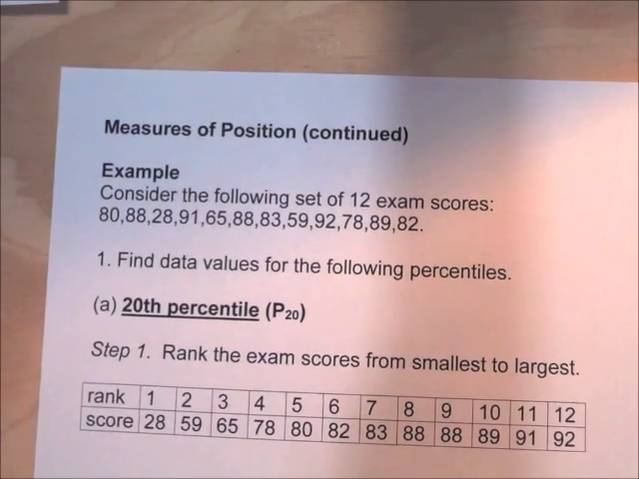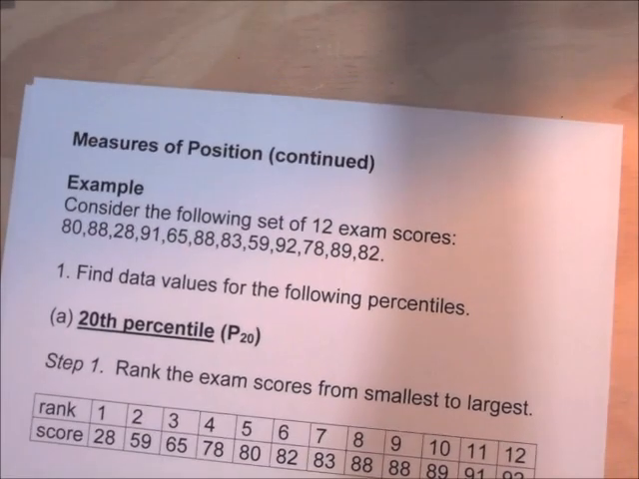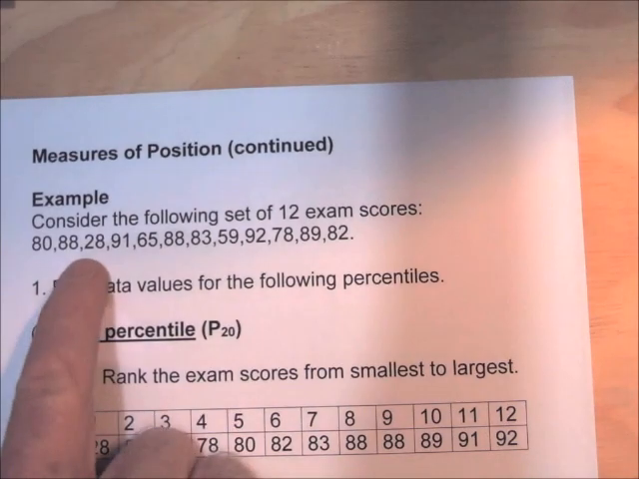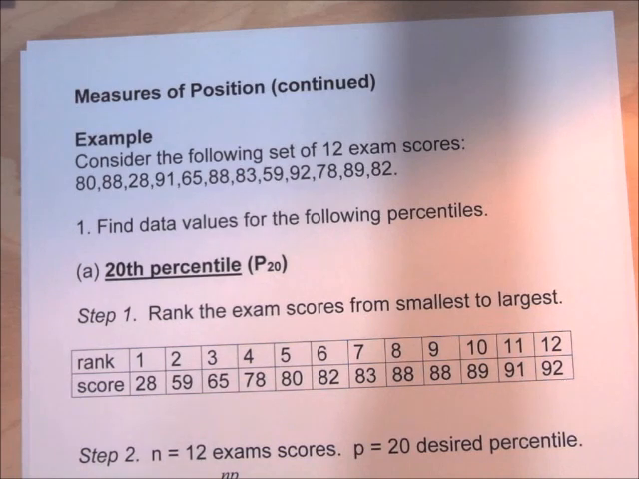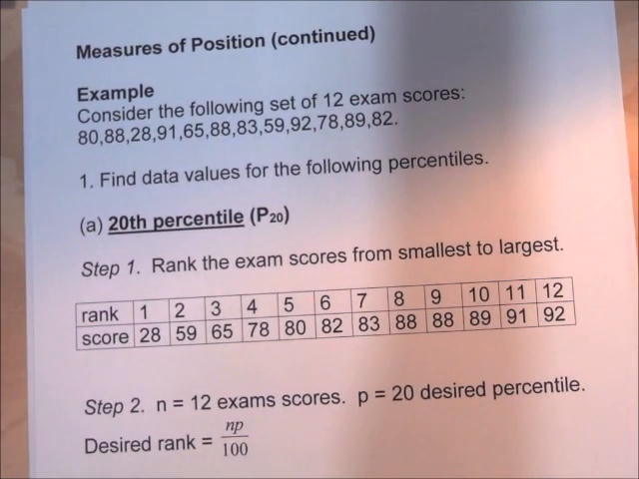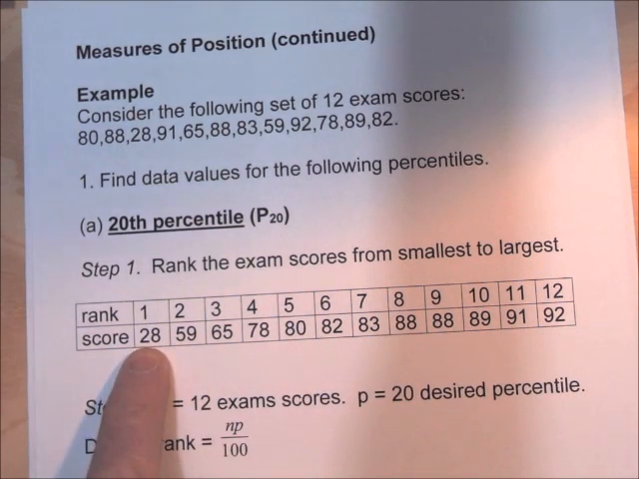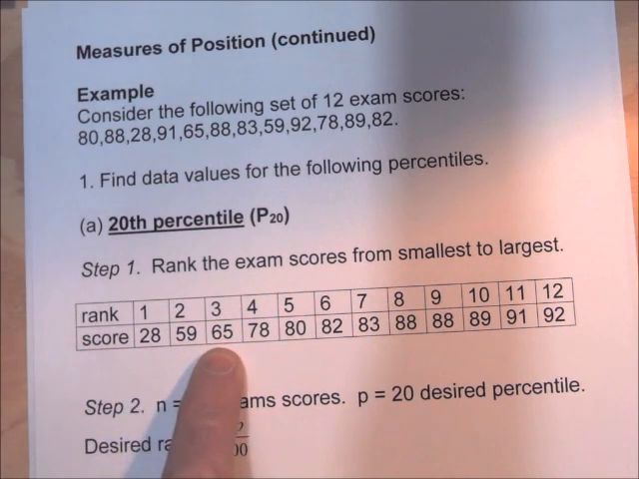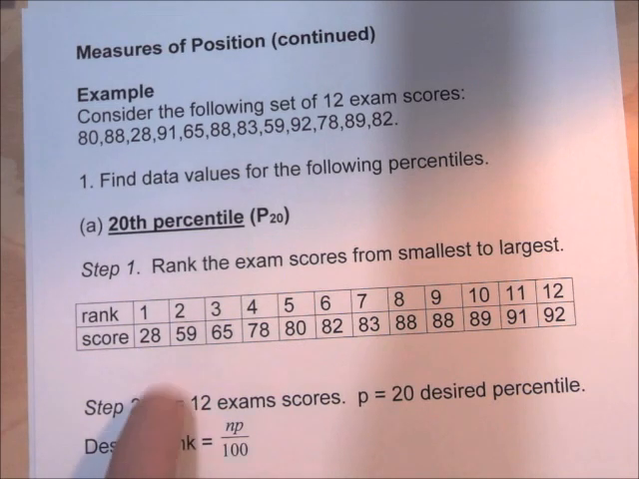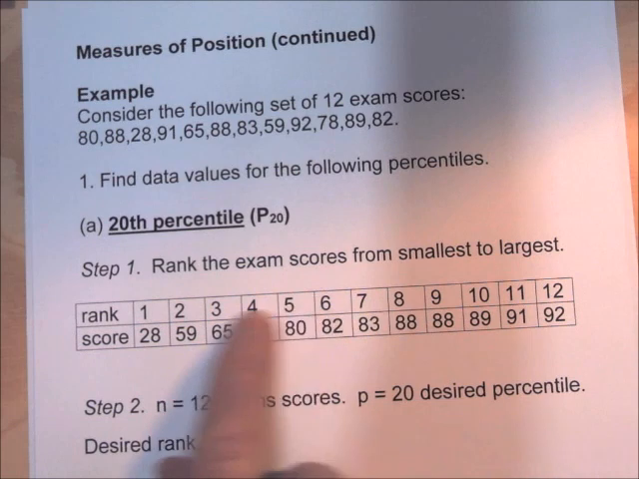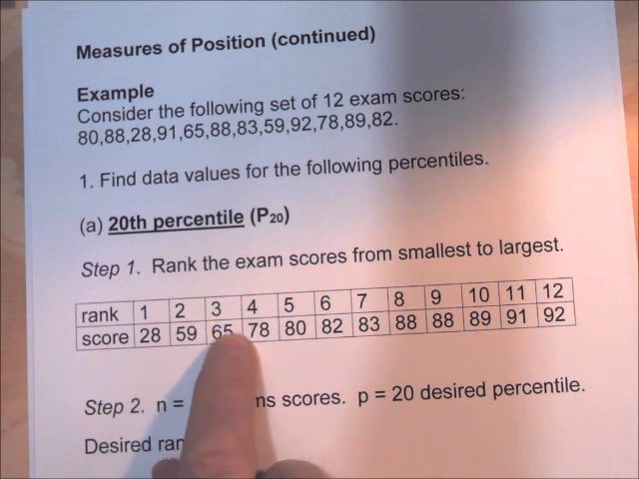Okay, so in this example here, we have a set of 12 exam scores: 80, 88, 28, 91, 65, 88, and so forth. For measures of position, whether it's percentiles or another measure of position, the first thing to do is put them in order from smallest to largest. So in order from smallest to largest, we have 28, 59, 65, 78, 80, 82, 83, 88, and so forth. And then the ranks: the rank of the first score, the lowest score, is going to be 1, the rank of the second lowest score will be 2, and so forth.